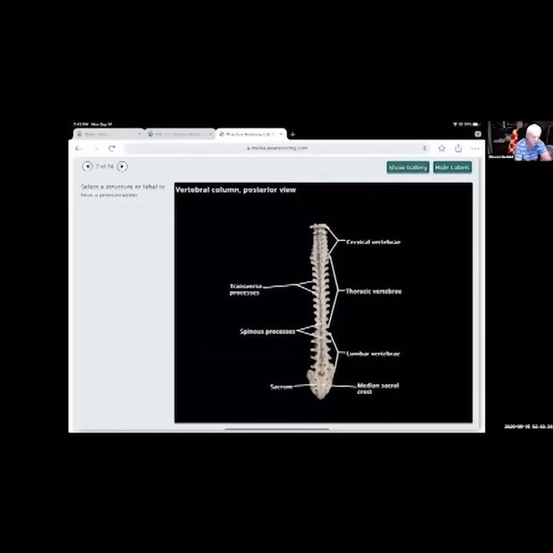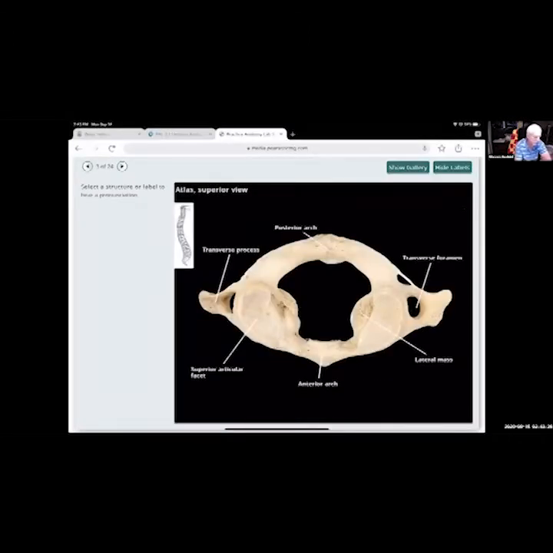Okay. This is a typical structure of the vertebrae. This is the atlas, C1. This is the first cervical vertebra that connects to the occipital bone of the skull. You have a posterior arch and an anterior arch.